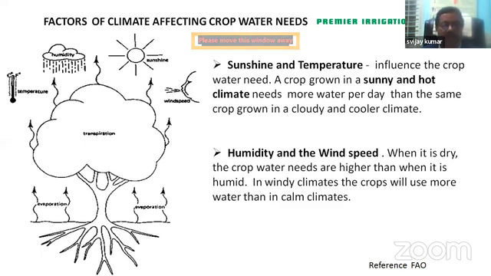The climatic factors basically are sunshine and temperature. Sunshine and temperature play a very, very important role. You can understand that if it is a sunny and hot day or a hot climate, definitely the plant's evaporation and transpiration will be very high and it will require more water. Similarly, if humidity and wind speed are very high, then the water required will also be affected. So this water requirement, as we are seeing, is quite a complex phenomenon. There are many factors like sunshine, temperature, humidity, and wind speed. All these factors put together will affect the water requirement of the crop.